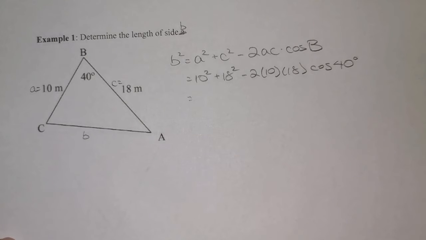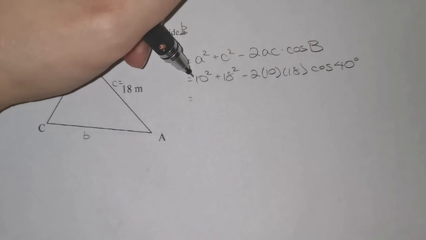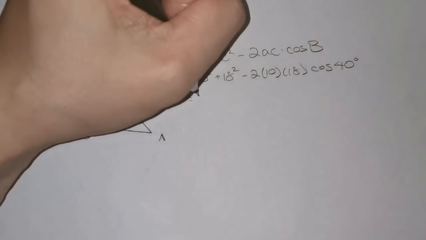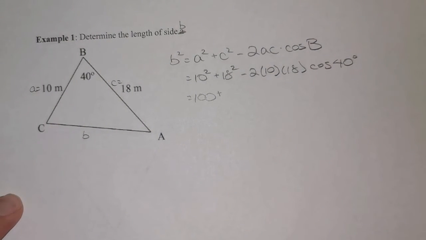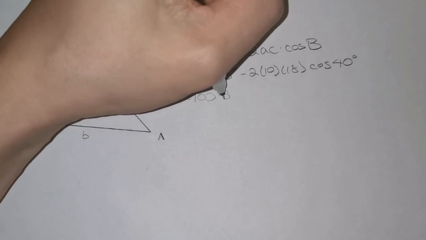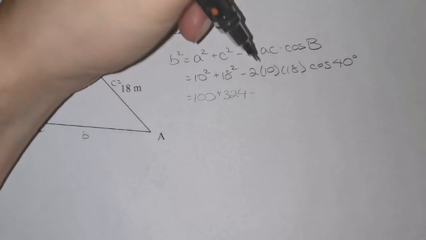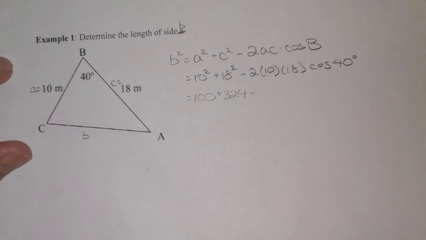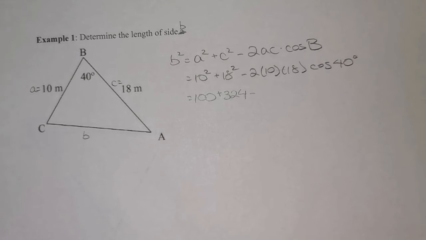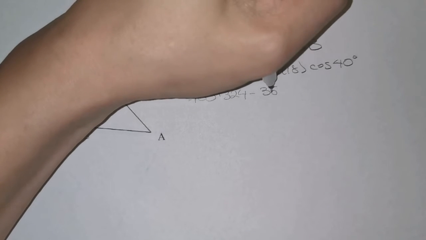Okay, so now I'm going to use a little bit of calculator here. So 10 squared, 10 times 10 is 100, and 18 squared is 324. And then I'll just multiply all this stuff together: 2 times 10 times 18. 2 times 10 is 20, times 18, and we get 360.